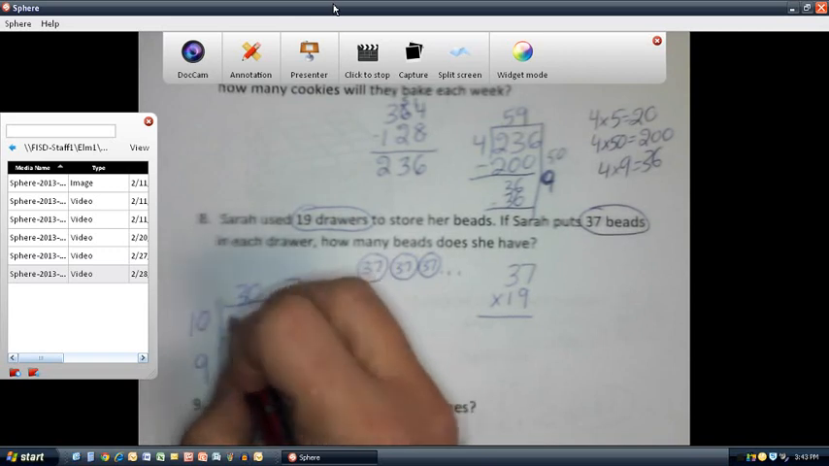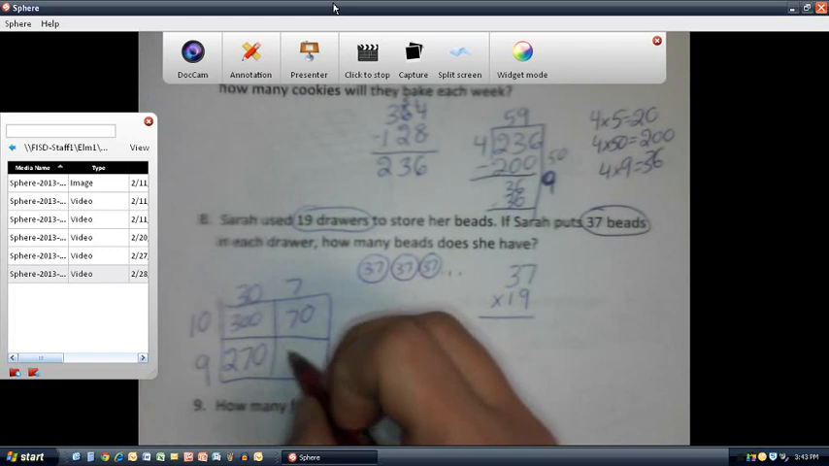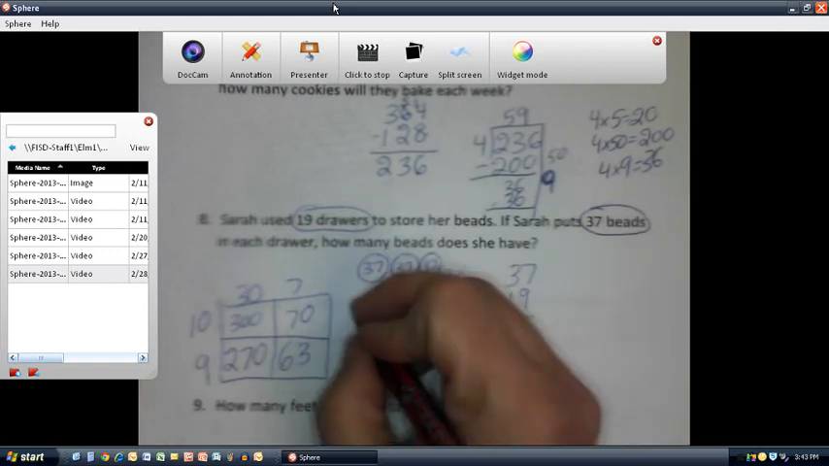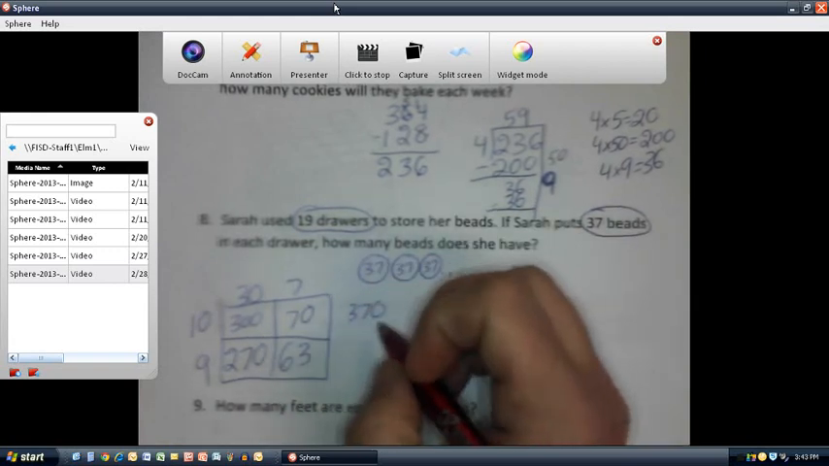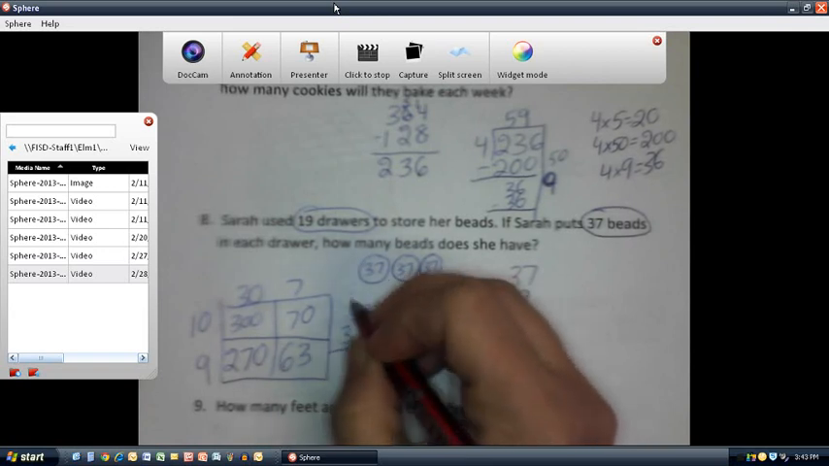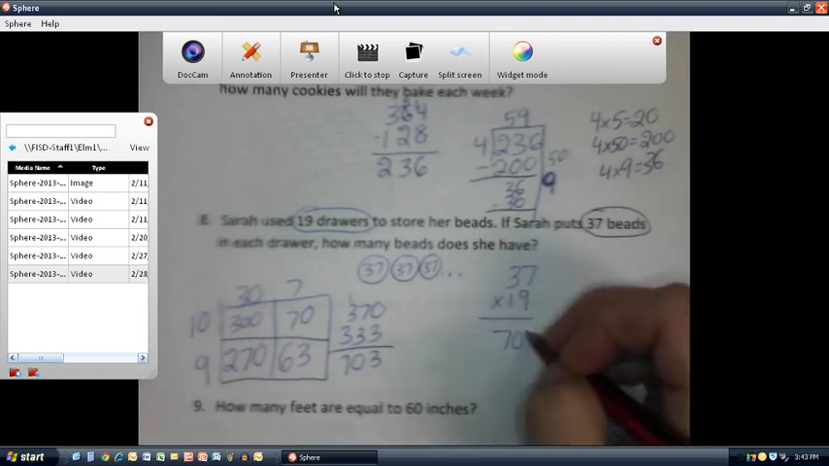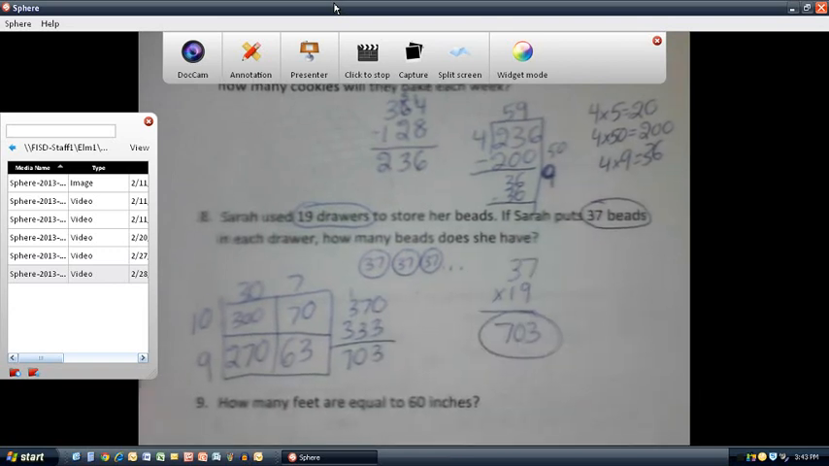So 370, 270, and 63. That would be 370 plus 333, which is 703 beads altogether.